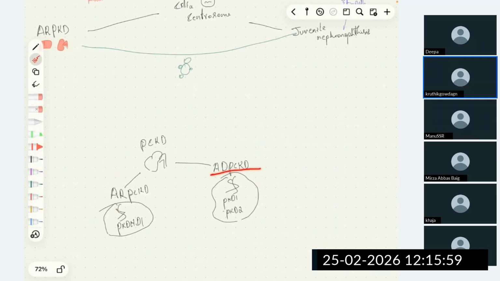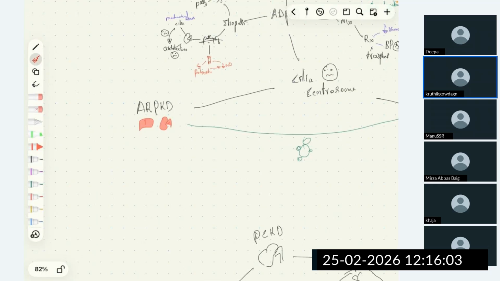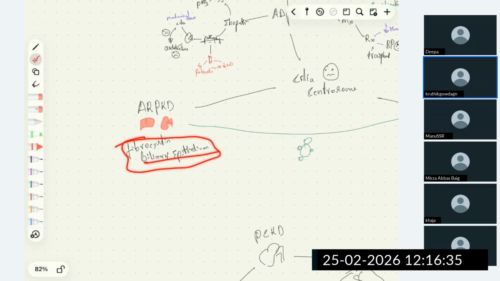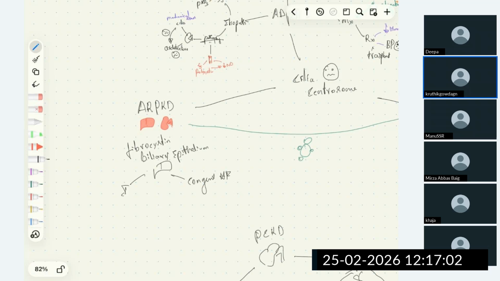polycystic kidney disease. The autosomal recessive polycystic kidney disease, I already told there is mutation in PKHD1 gene on chromosome 6 that encodes for fibrocystin in biliary epithelial tissue. This is very important. Since these genes are important in biliary epithelium also, the ARPKD patients are associated with congenital hepatic fibrosis and intrahepatic bile duct dilation. That is due to biliary epithelium impairment. They have hepatic manifestations and renal manifestation. Renal manifestation is cystic kidney disease, and hepatic manifestation is congenital hepatic fibrosis and also intrahepatic biliary duct dilatation.